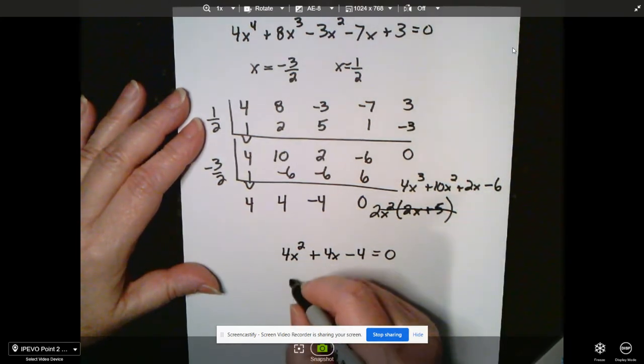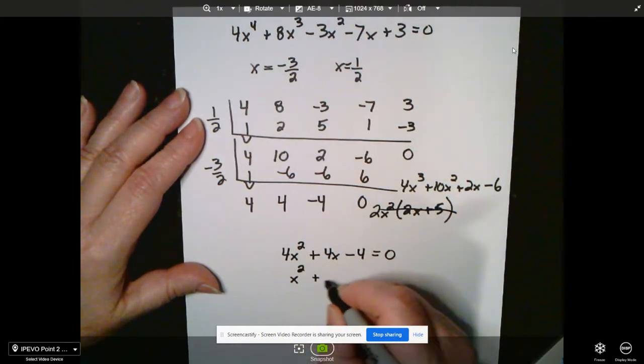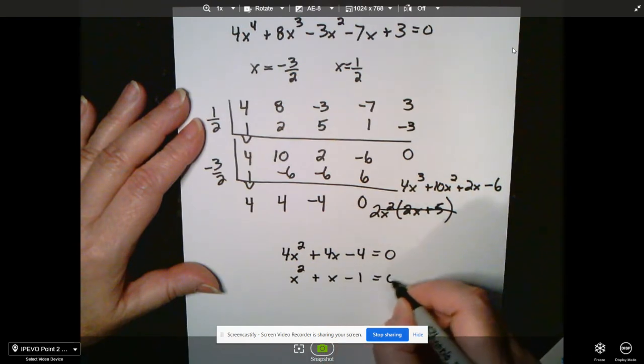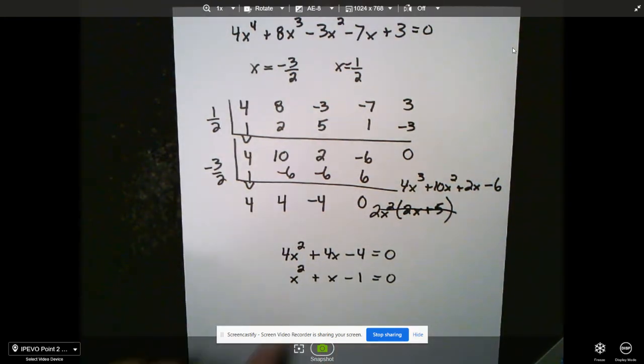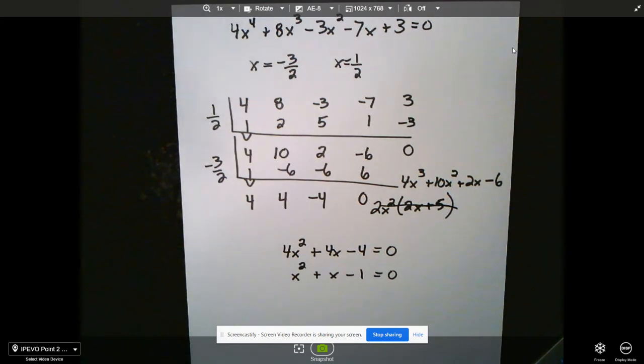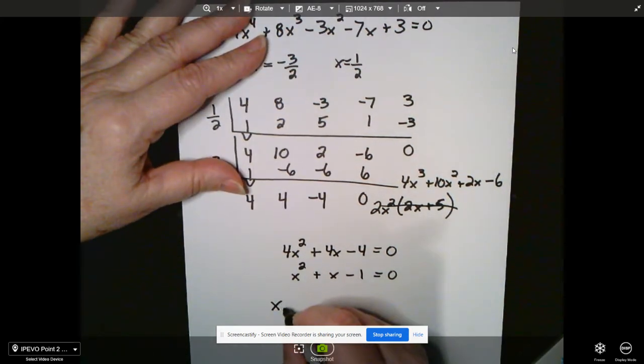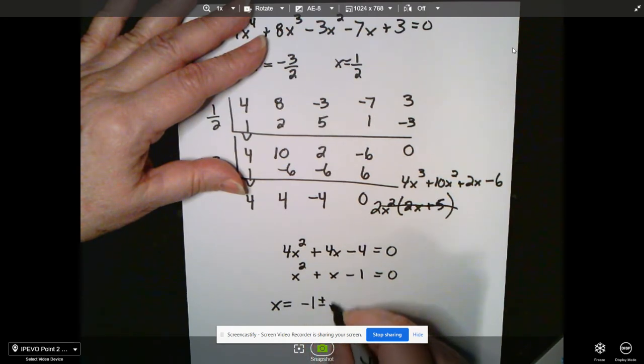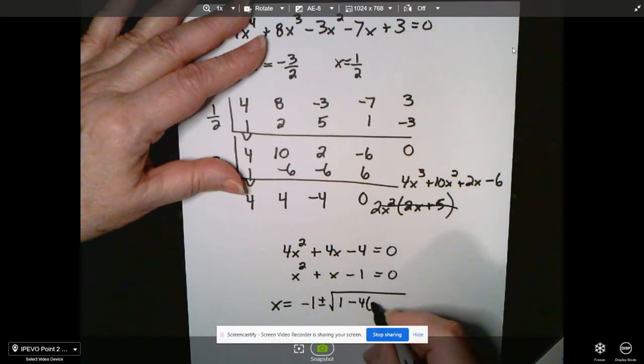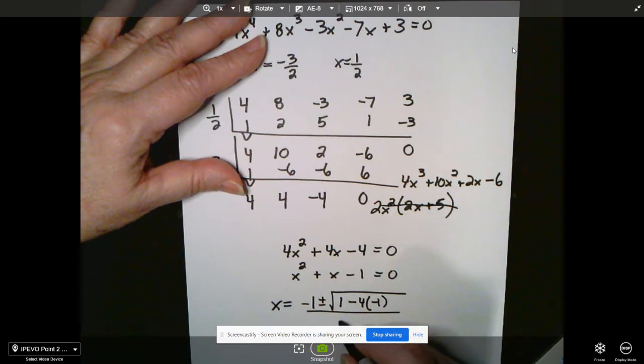And now I can very simply divide out the 4 or factor it out. It doesn't really make a difference. I'll have x squared plus x minus 1 equals 0. And now I can either factor that, doesn't look like it's going to factor, or I can use my quadratic formula. So x is minus b plus or minus the square root of b squared minus 4ac all over 2a.